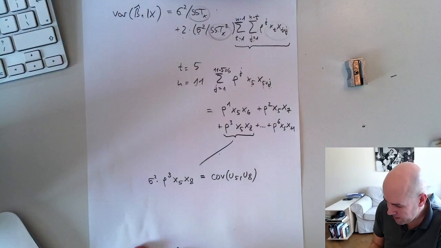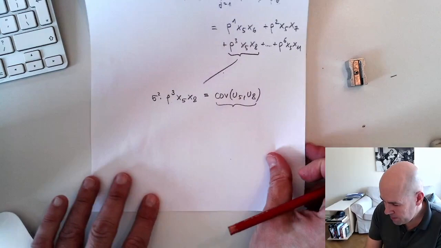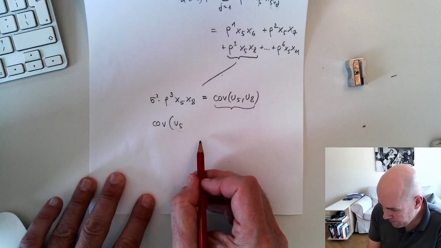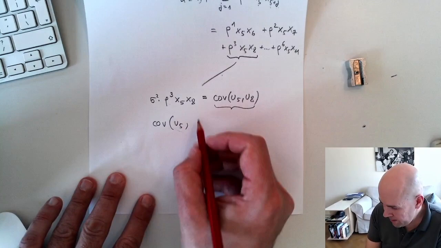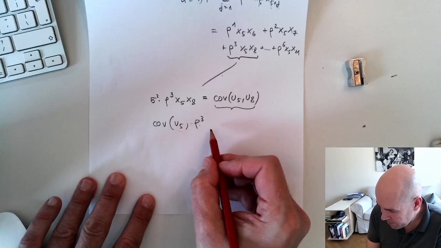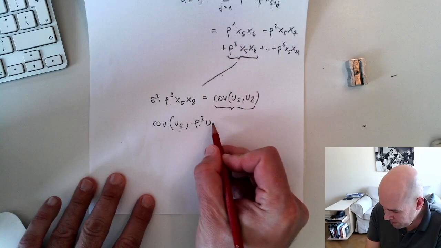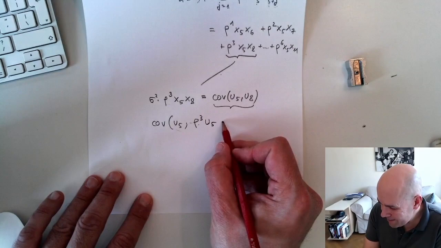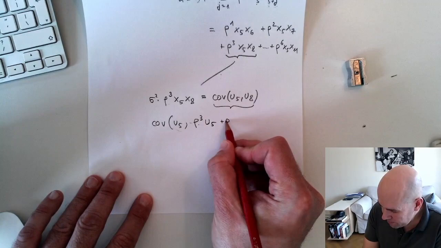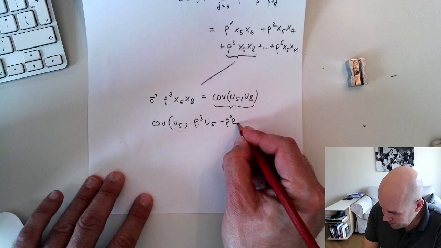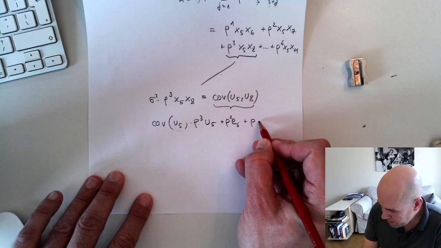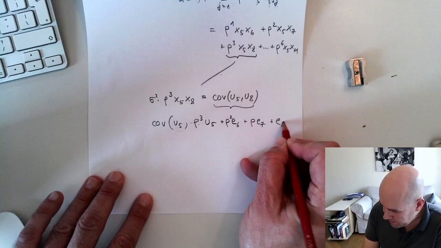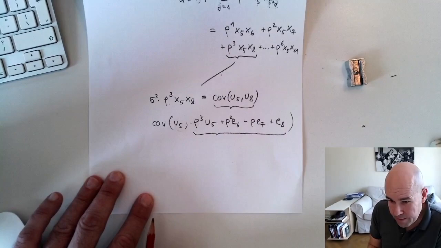How can we see that? Well, because that covariance between these two, it's going to be the covariance between u5, and let's write u8 as rho to the power 3 times u5, and now I need to put in all the e's that play a role as well. So that would be plus rho to the power 2 times e 6 plus rho times e 7 plus e 8. That here is just another way to write U8.